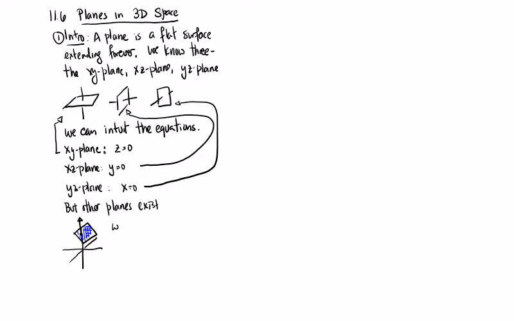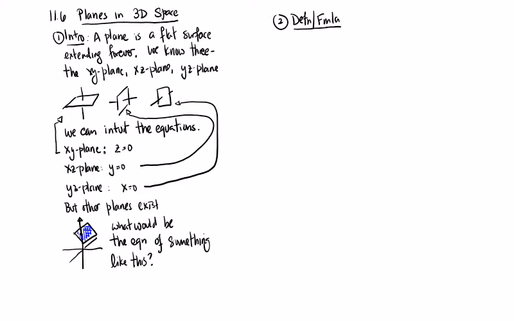What would be its equation? What would be the equation, let's say, of something like this? So what we'll do is we'll call this definition / formula. And so what we'll do here is we'll sort of talk about how to construct the equation of an arbitrary plane. And that'll lead us to an official formula, and then we get to define a plane that way.